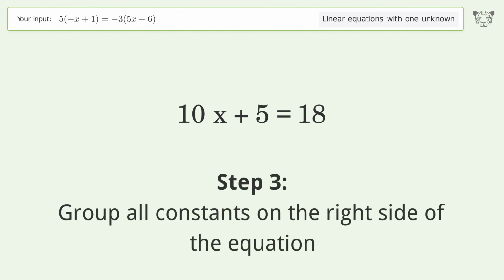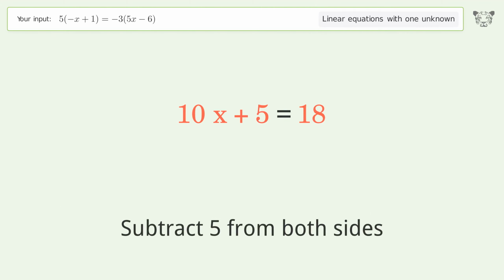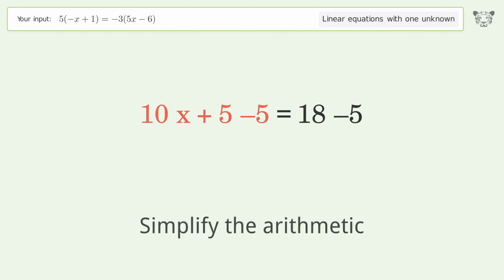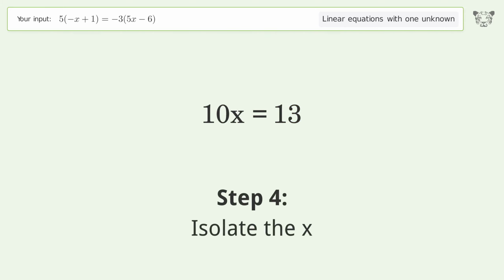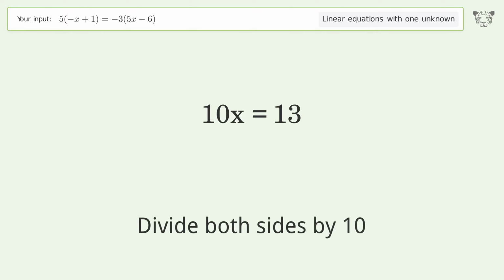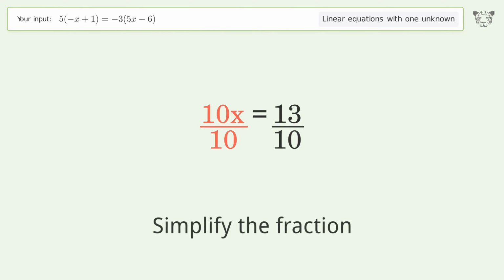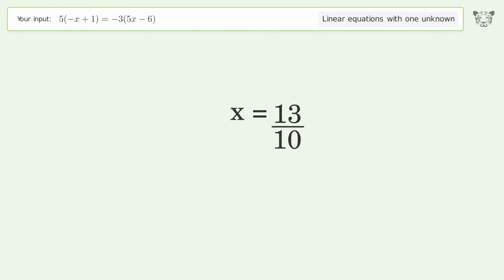Group all constants on the right side of the equation. Subtract 5 from both sides. Simplify the arithmetic. Isolate the x. Divide both sides by 10. Simplify the fraction. And so the final result is x equals 13/10.